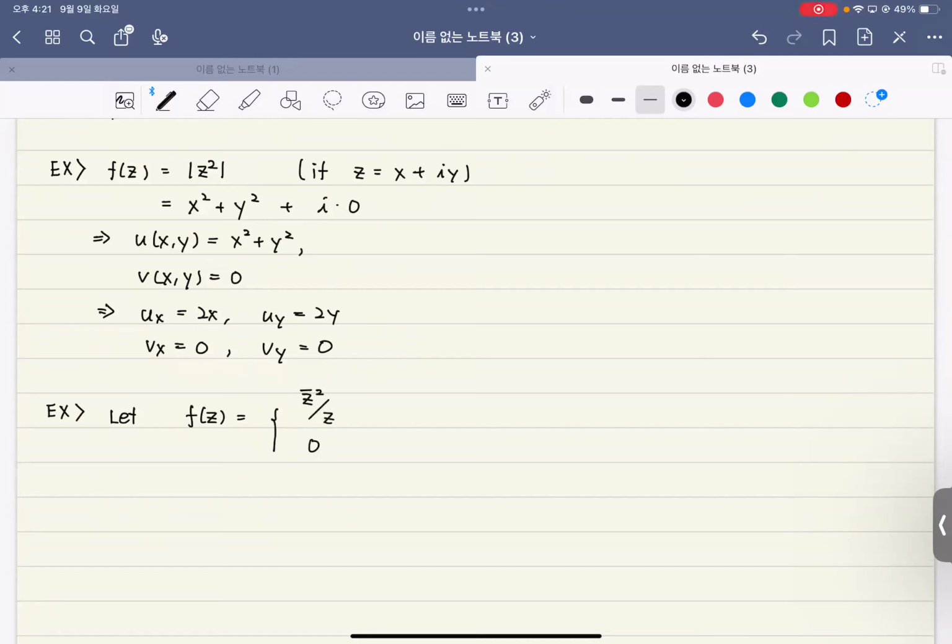If you have spent some time working on the homework exercises, then you should be familiar with this function. So if z is a non-zero complex number, then it's going to be the complex conjugate of z squared divided by z. And if z is the origin, then the function value is equal to 0. So let me analyze this function.